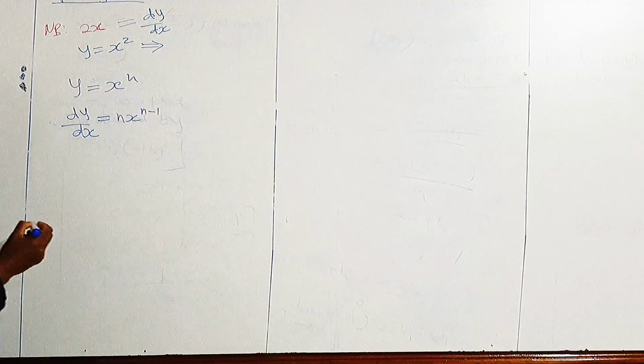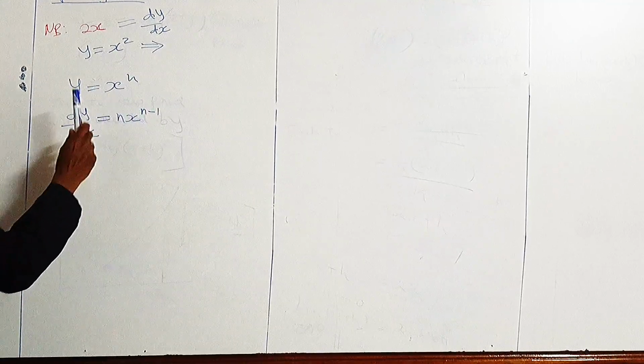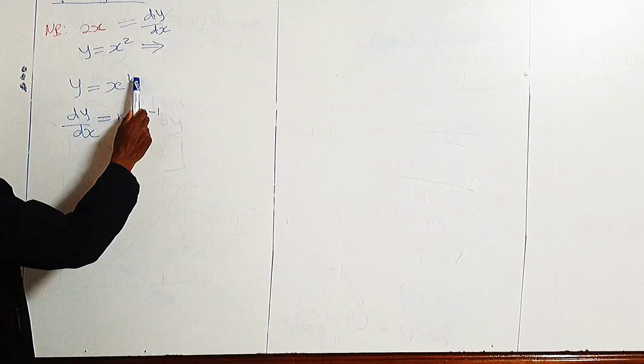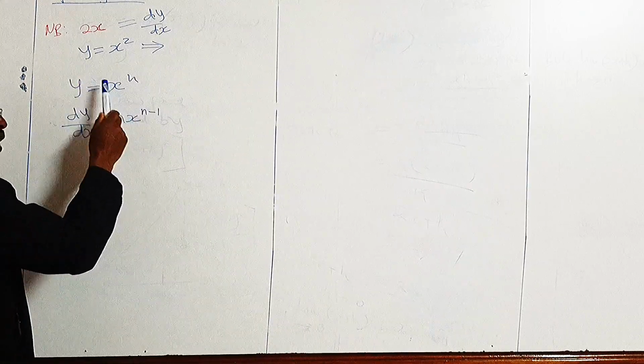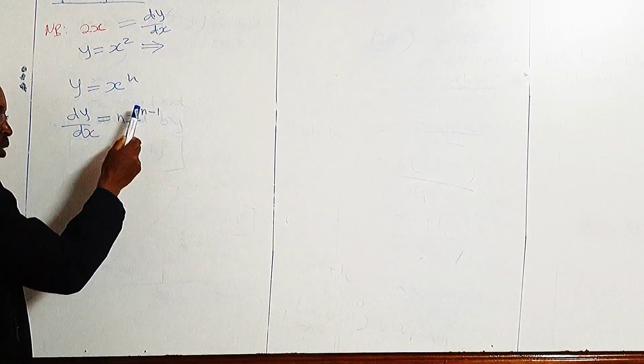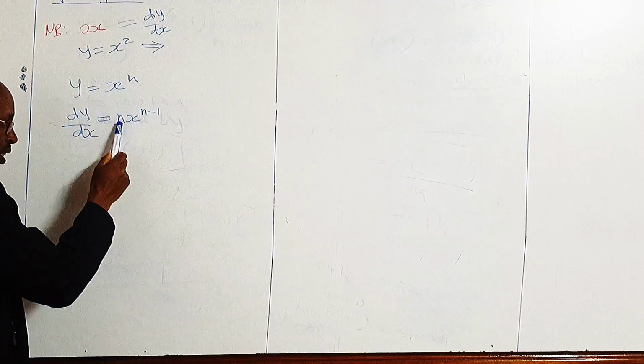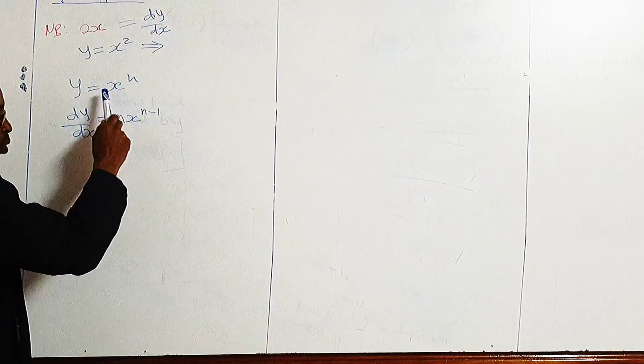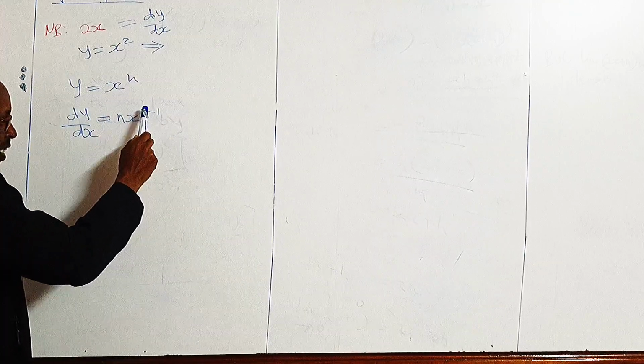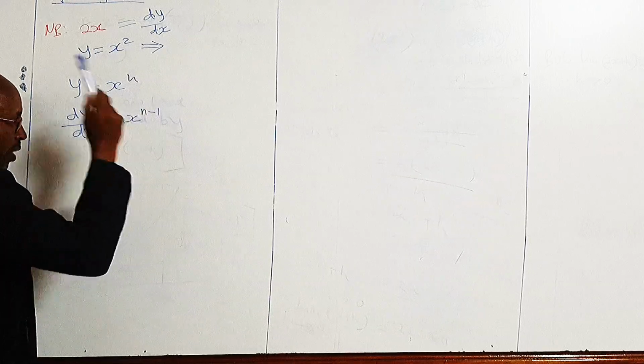by 1. In general, we take the power of x, which is n, multiplied by the coefficient of x, which is 1. So it will be n times 1, which is n. Then we reduce the power of x, which is n, by 1.